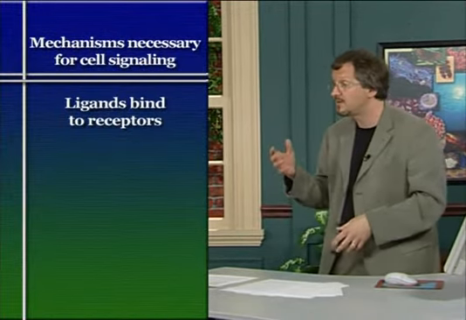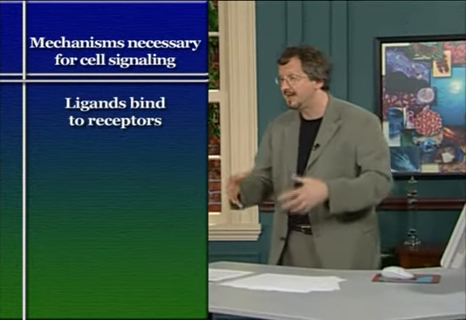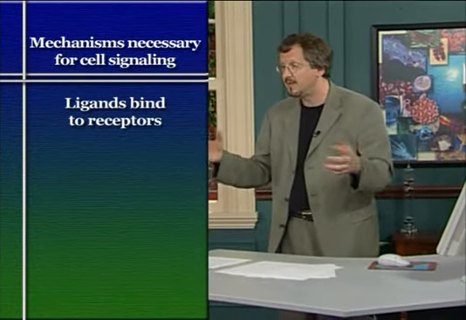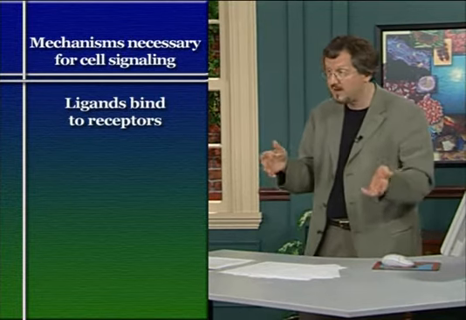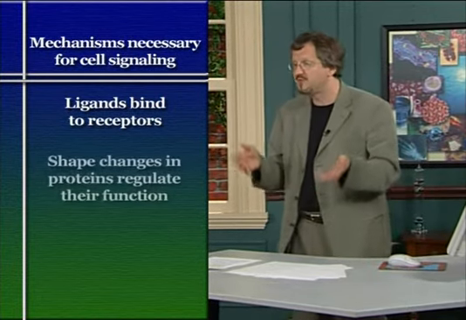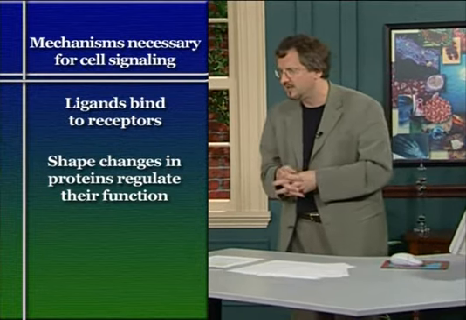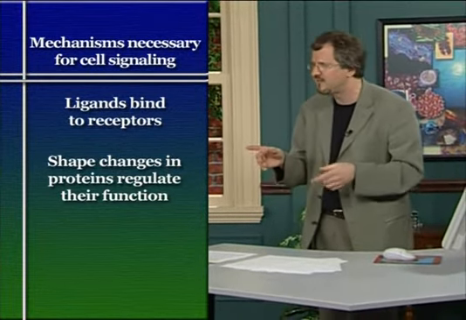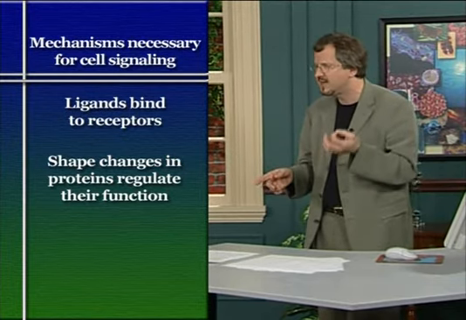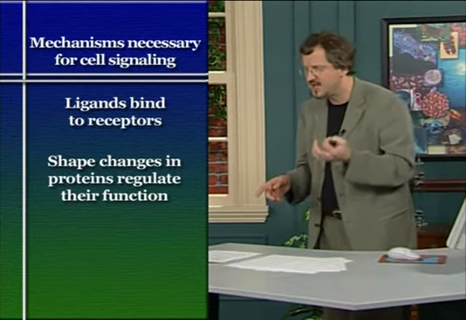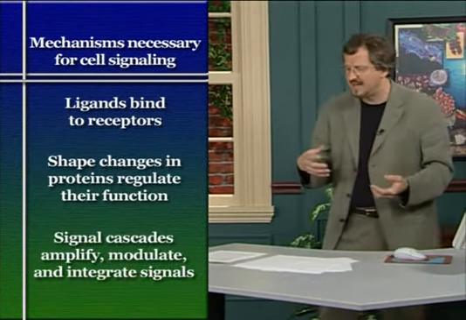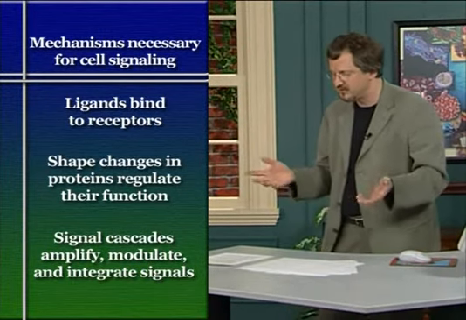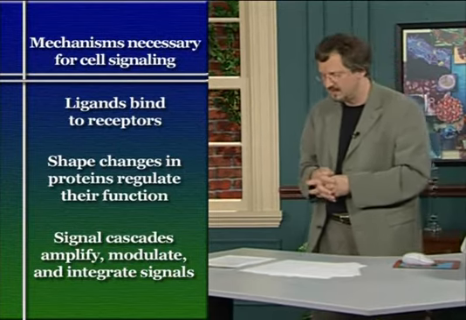What are some of these general principles? One is that ligands bind to receptors, and this is the way something happening on the outside of the cell can affect anything happening on the inside of the cell. We'll see this again and again. Another thing that we've seen before and have seen now here has to do with the importance of shape changes in proteins regulating their function. What we've introduced today is the idea that phosphorylation by protein kinases is a particularly useful and general way that this shape change occurs. We've also seen that signal cascades can lead to the amplification, modulation, and integration of signals, and we will see that again and again.